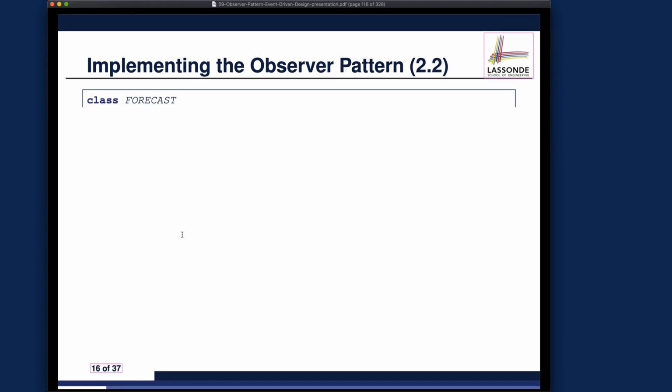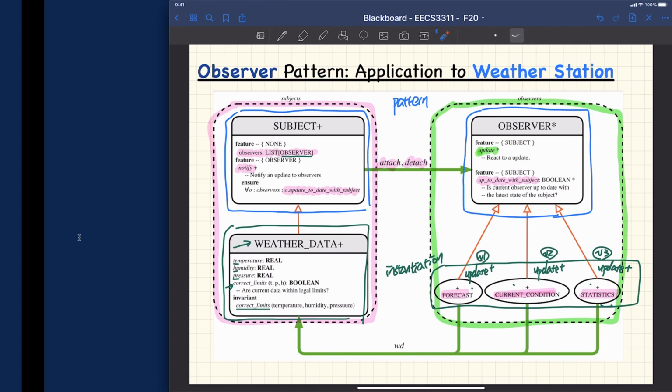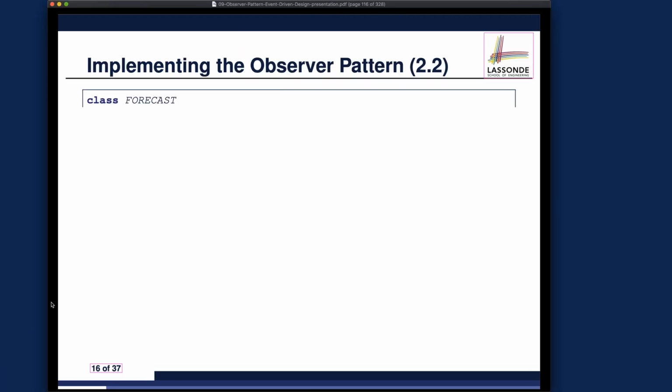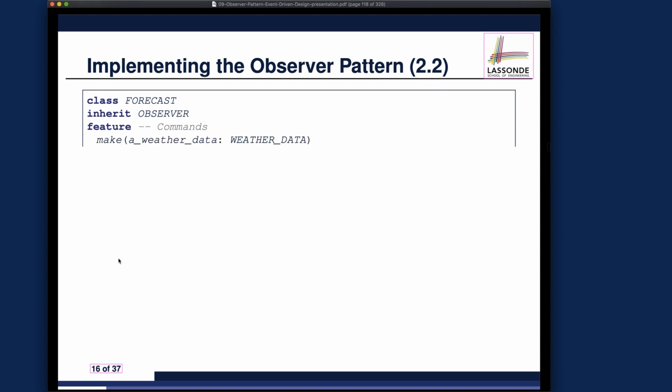Okay, now we'll go to the final group of classes that we're going to talk about. So now we're going to talk about basically forecast, followed by current conditions, followed by statistics, right? These are 3 concrete observer classes. Now for the forecast, it's going to inherit from observer. Every app class that's concrete is going to inherit from the observer for sure. Okay, we're going to have a make. So this part is really worth our discussion over here.